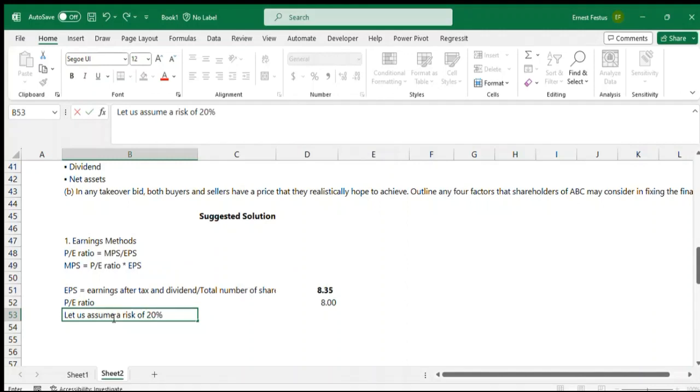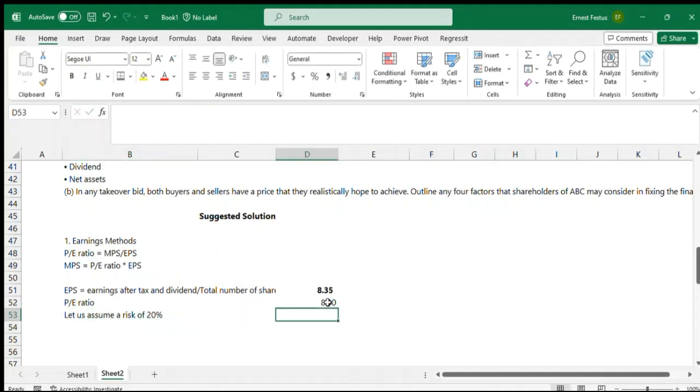So assuming a risk of 20%, what we are trying to do is that this value here is 100%, and because of the risk the unquoted companies face, we are going to scale the PE ratio down.